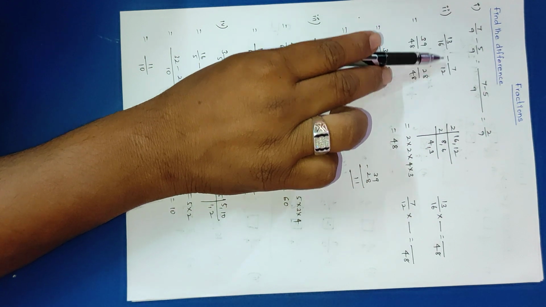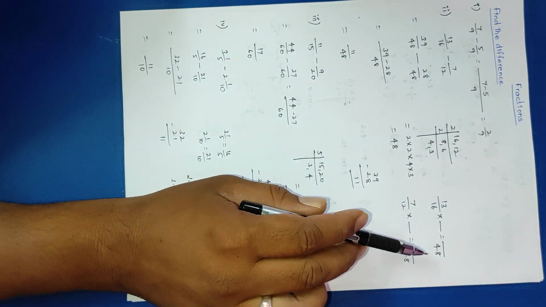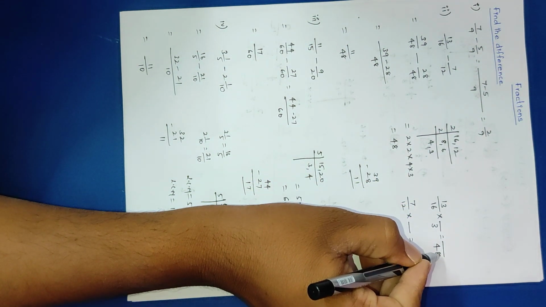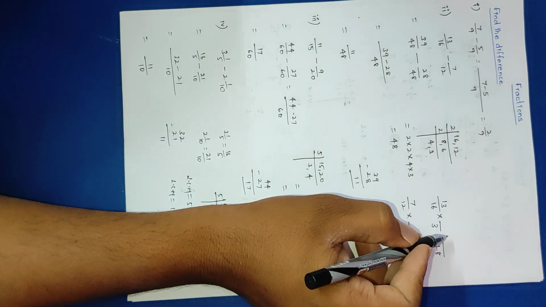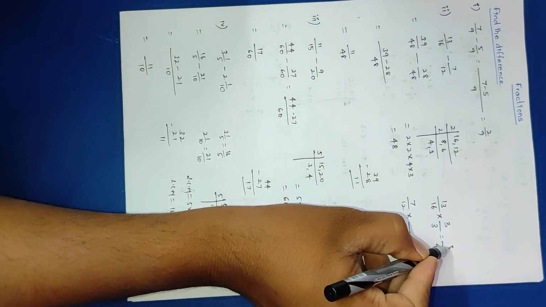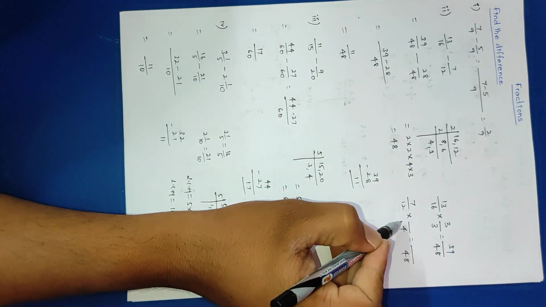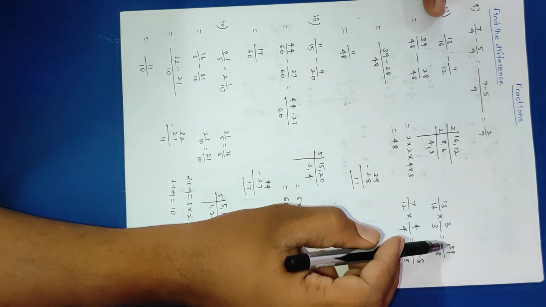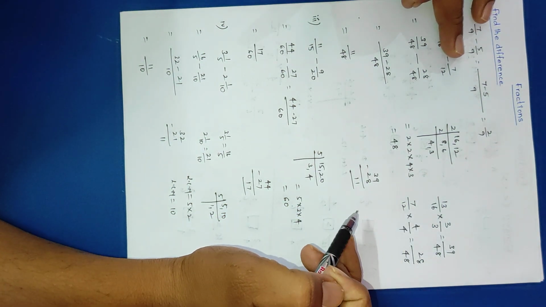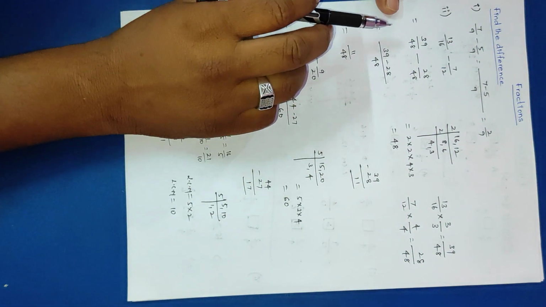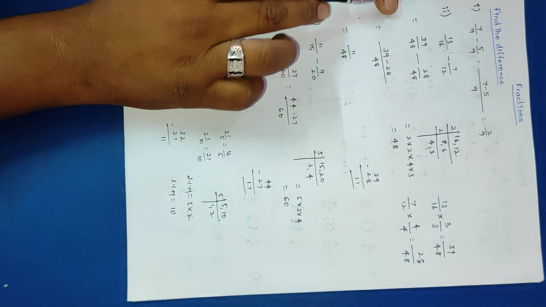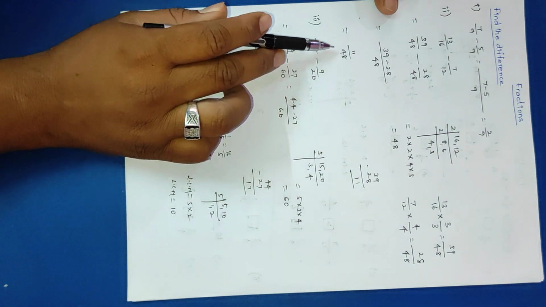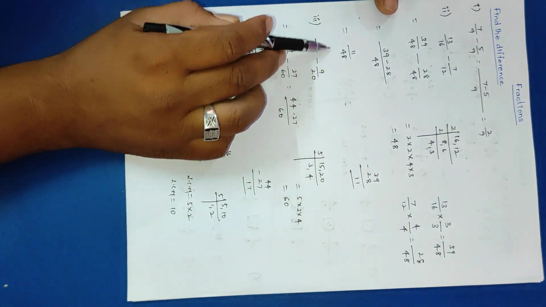Now convert these two fractions to equivalent fractions with denominator 48. In the 16 table, where do we get 48? 16 3s are 48, so automatically multiply the numerator also by 3. 13 3s are 39. 12 4s are 48, so 7 4s are 28. Instead of 13/16, 39/48. Instead of 7/12, 28/48. Now I converted them to like fractions. Directly you can subtract the numerators: 39 minus 28, 11/48. This is a proper fraction.